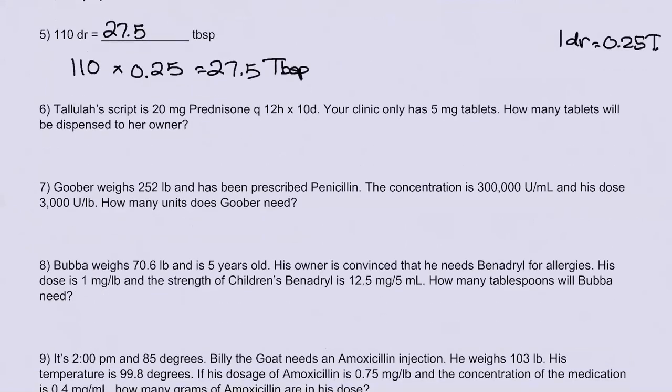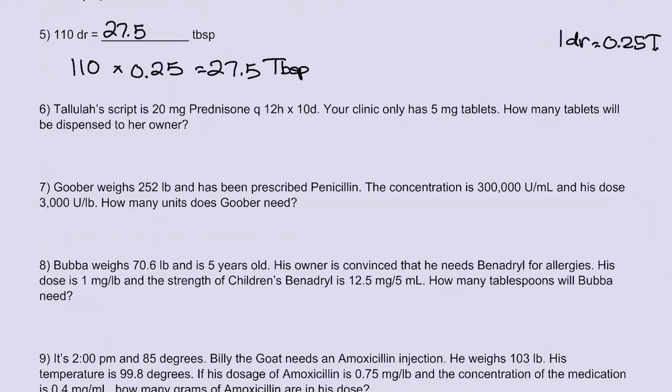There we go. All right, so Tallulah, she's got a script of 20 megs of prednisone. She's going to get it every day, twice a day, for 10 days. Our clinic only has 5 milligram tablets. So how many do we need to dispense to Tallulah? All right, so some of this you don't need. Some of this information is useful, some of it is not useful.